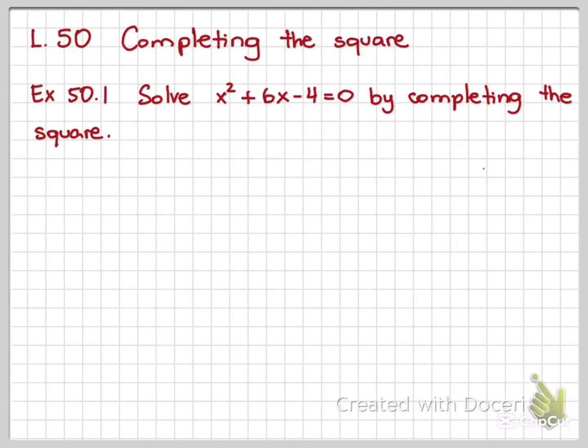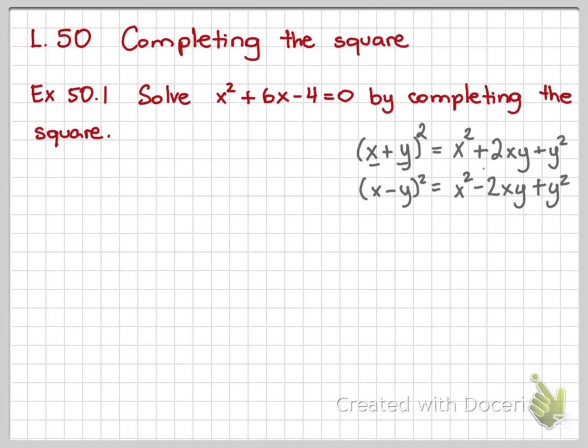Hello, today we're going to do lesson 50 on completing the square. Now remember that a perfect square in algebra is when we have a binomial, either a sum or a subtraction, to the second power. And that has a formula: the first one squared, plus or minus, depending on the sign that we have there, and then 2 times these two numbers, so 2xy, plus the y squared. And the same for subtraction.